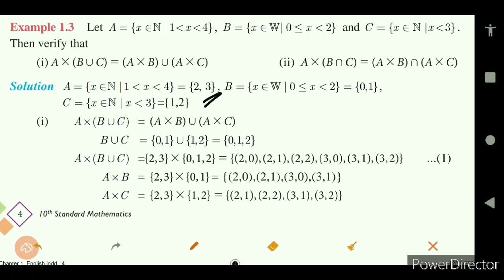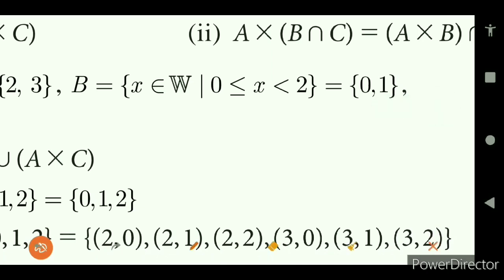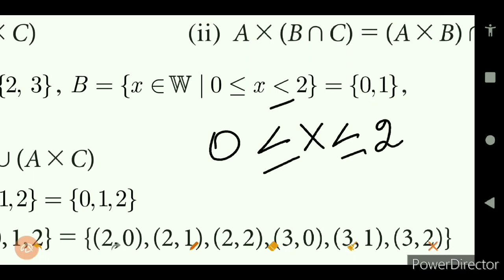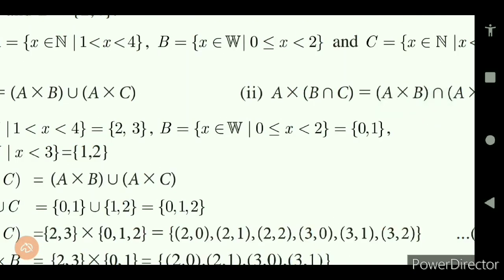we found 2 and 3. B, here B, 0. How do we define B here? The number will start from 0 less than or equal to x. So we should take 0 also, and less than 2 is 1. We should not take 2 here, because if they had given us 0 less than or equal to x less than or equal to 2, it means we should take this 2. There is no representation of equal to, so we should not take that, less than symbol here.